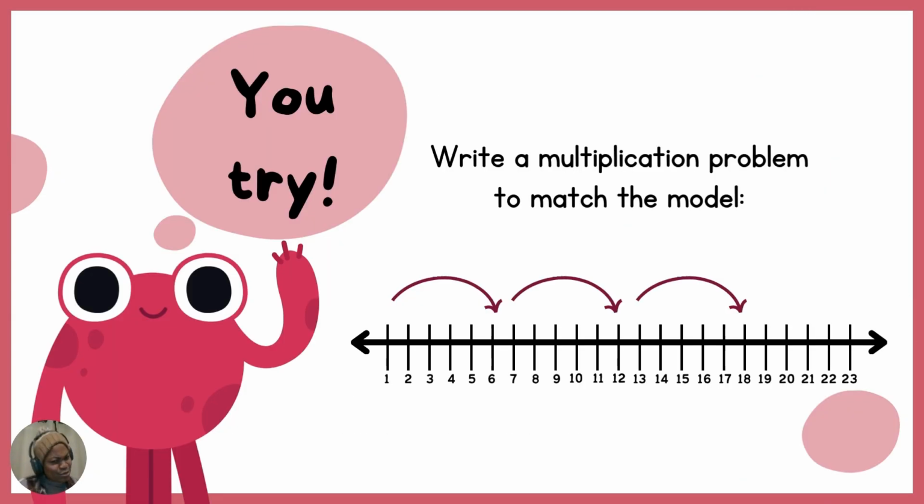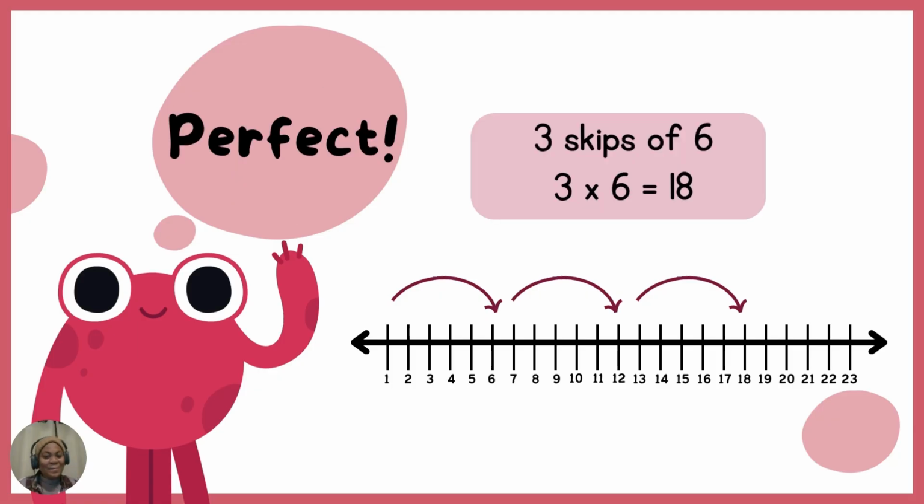Now, can you try this? How many skips do we have here? Perfect! There are three skips of 6. So 1, 2, 3, 4, 5, 6. One skip. 1, 2, 3, 4, 5, 6. Another skip. And then 1, 2, 3, 4, 5, 6. We have the third skip. 3 times 6 equals 18.